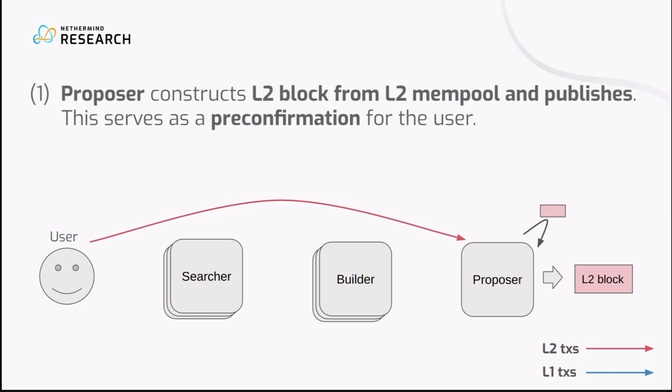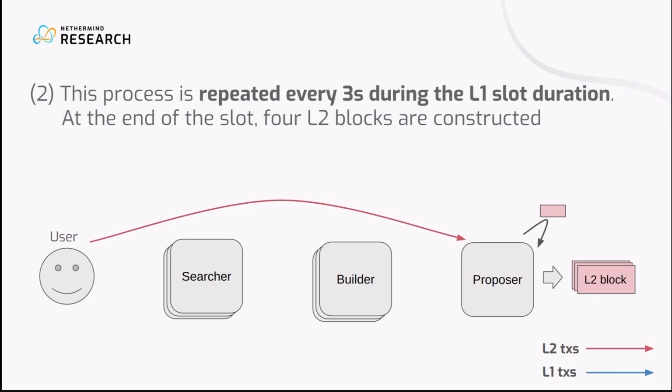This published L2 block will be published to a pre-confirmation P2P. Anyone who's listening to this P2P can actually execute these L2 blocks, know exactly what transactions are included and how they're executed, and know the exact result of the transaction. Now this process will be repeated every 3 seconds during the L1 slot duration. Every 3 seconds, the proposer will collect a bunch of L2 transactions, construct an L2 block, and then publish it.